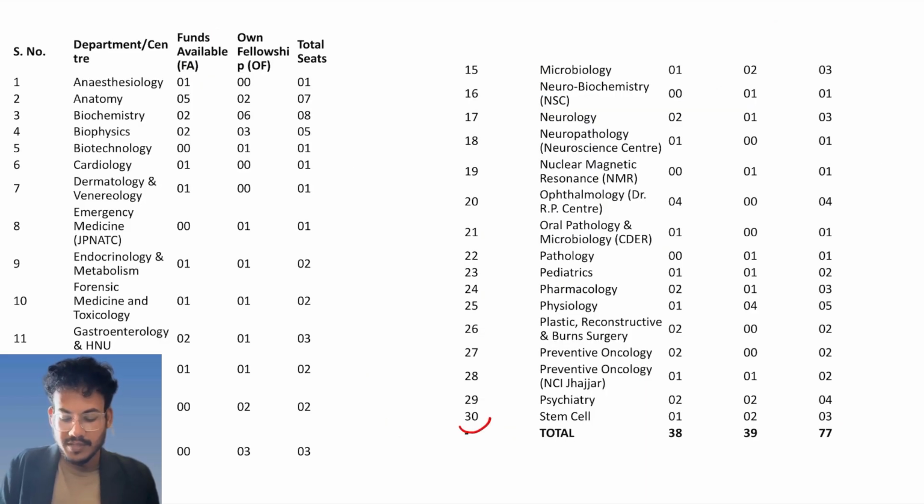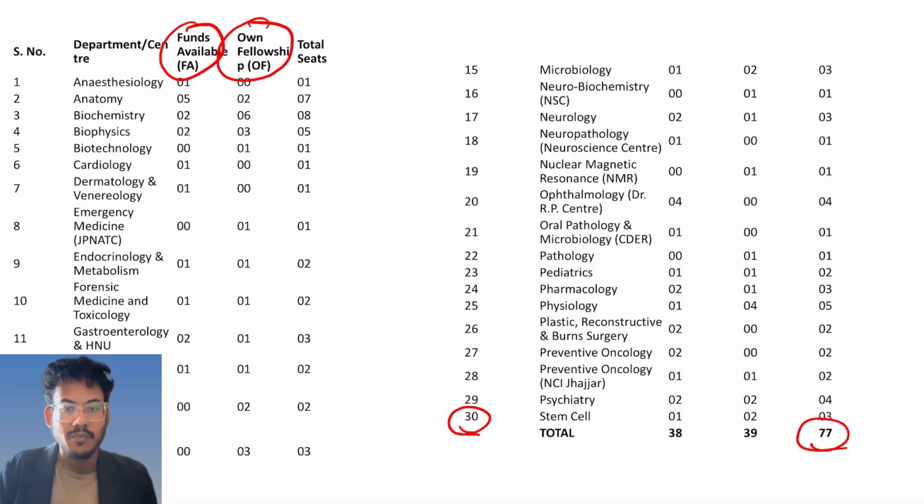There are around 30 subjects this time and a total of 77 seats. There are two types of seats. One is funds available, which means AIIMS would be providing your stipend, and AIIMS has the funding to conduct research for that project. For own fellowship, your stipend would come from you only. You would be bringing a CSIR or NET scholarship or something like that so that you can get the stipend from it. But AIIMS would be providing resources for that research.